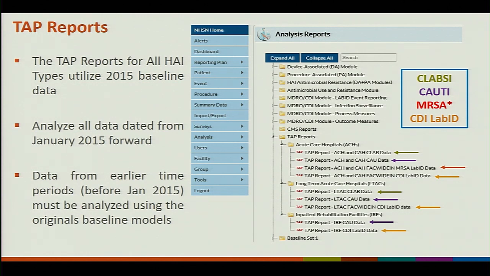So for TAP reports, it's not hard to find. Located directly under the CMS reports folder, we'll see the TAP reports folder, and it's separated into subfolders by facility type. Depending on the facility type, we're able to generate our HAI specific TAP reports for data that goes back to January 2015. And if you were so inclined to look at data before 2015, you can do that by navigating to the baseline set 1 folder, where you would be able to get to TAP reports that can be used to review data from December 2016 back in time.